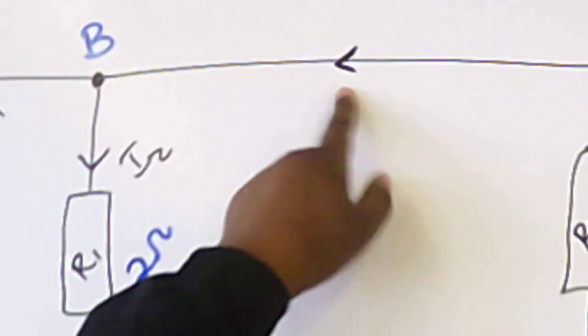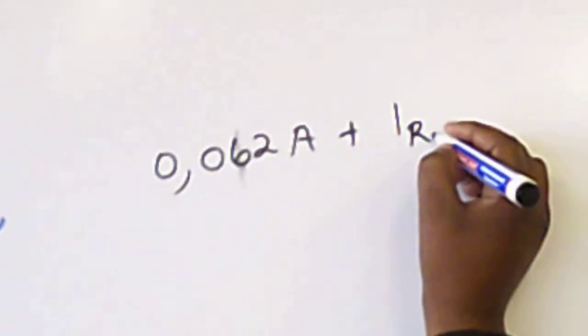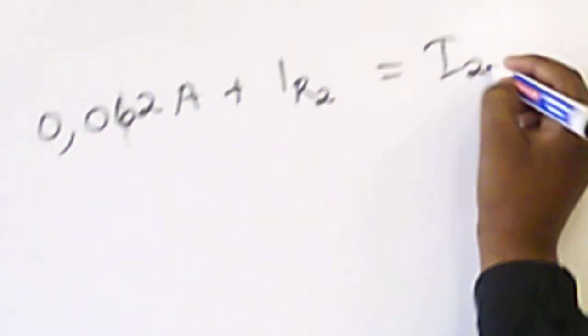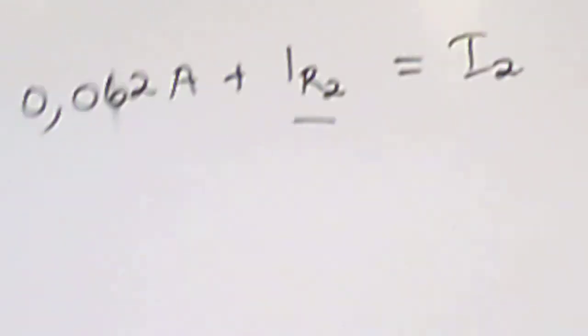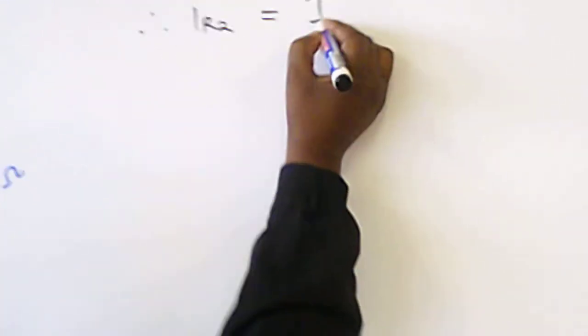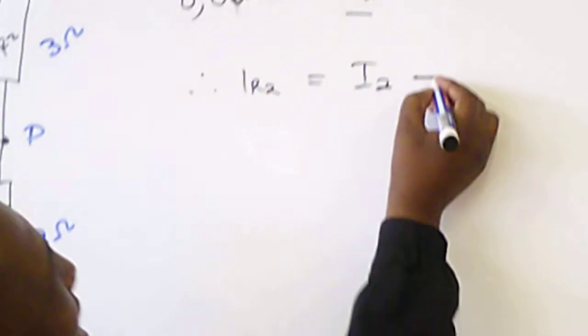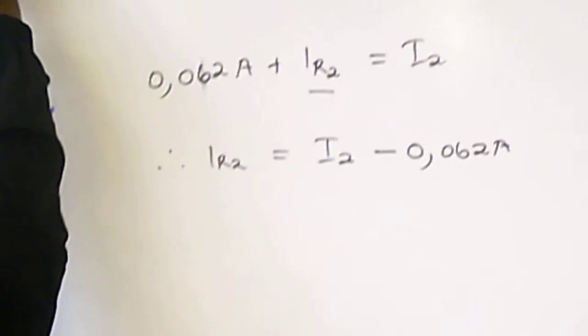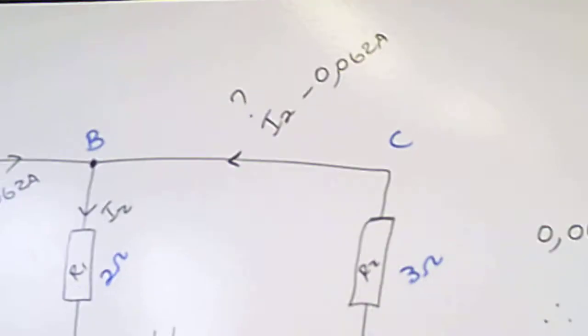And this one is also flowing towards. I name it according to the resistance, it's plus IR2. This is flowing away, equal to I2. Remember, we say current flowing towards is equal to the current flowing away. So what I need is IR2. I have to make that the subject of the formula. Therefore, my IR2 is equal to I2. If I take this to that side, it becomes negative 0,062 amps. So here, the equation is I2 minus 0,062 amps. I'm finished with that one.